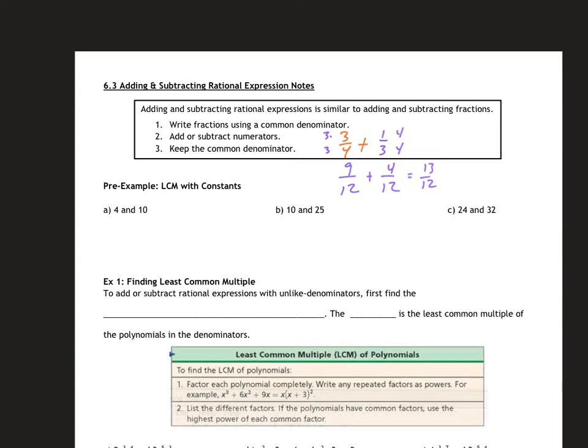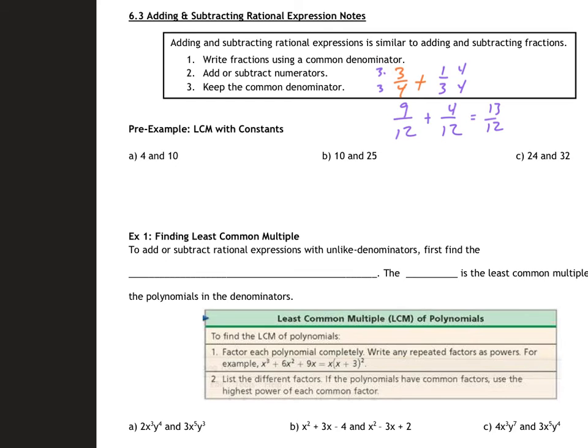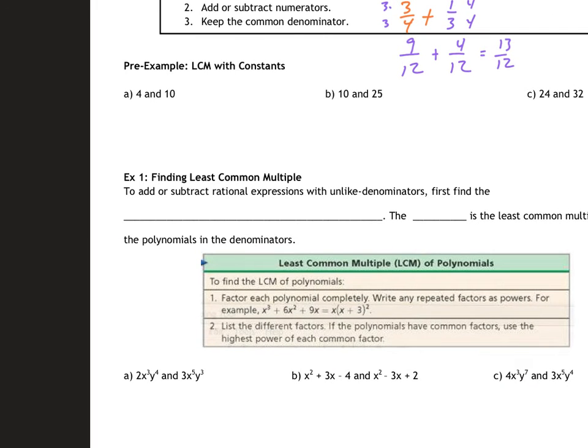So what we're going to take a look at first is going back over how to find the least common multiple. The easiest way to do it is to take the biggest number, 10, and start listing out multiples. So 10, 20, 30, 40, 50, and so on. What is the smallest number that 4 divides into? 4 doesn't go into 10. 4 does go into 20. So my least common multiple here is 20.